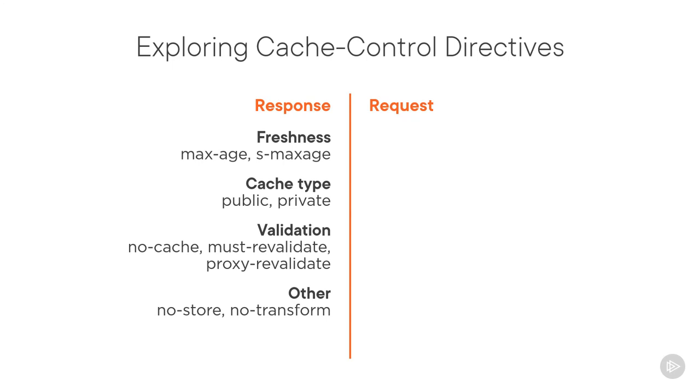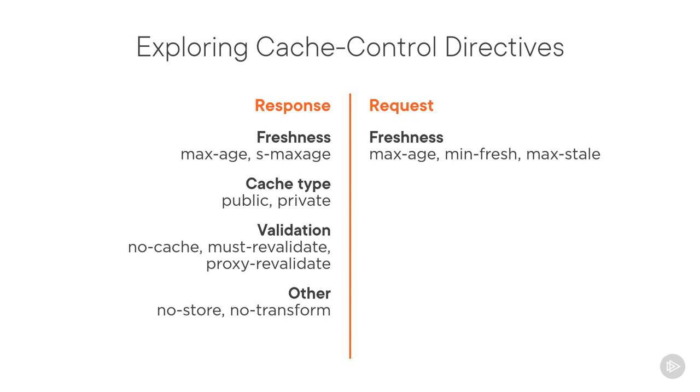Now, all of these are decided on by the server, but the client can override some of these settings, or rather use the same directives to tell the shared cache or API server what it is willing to accept.